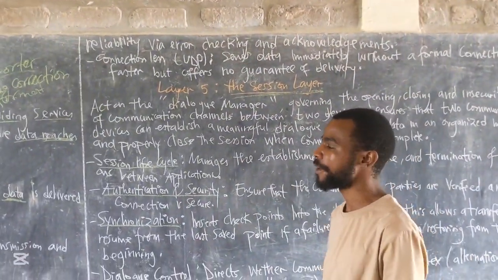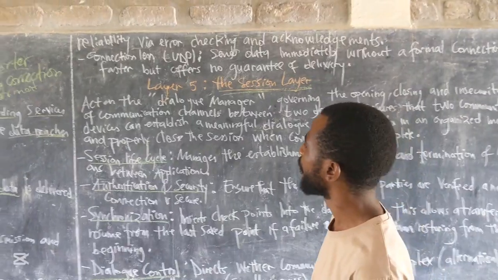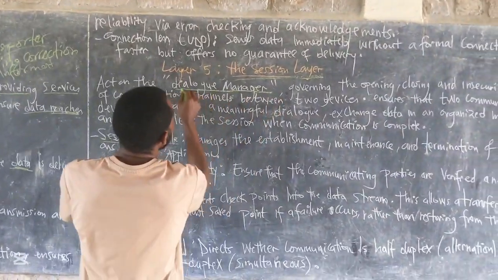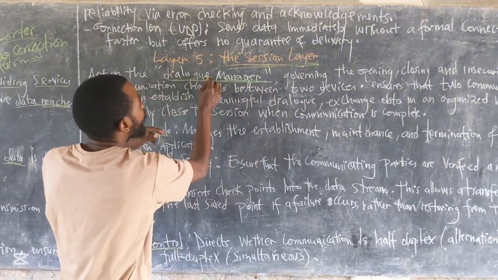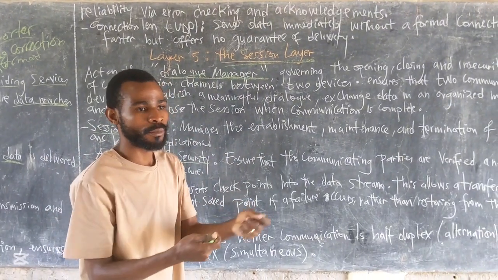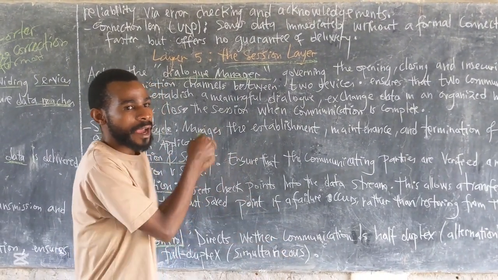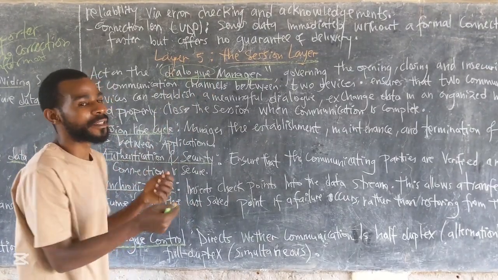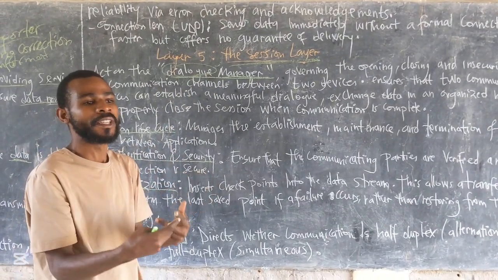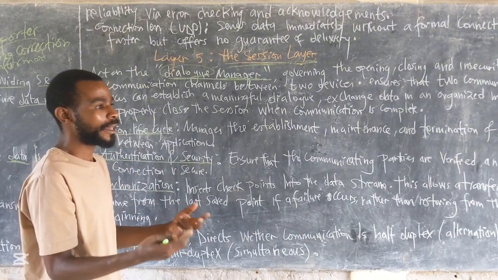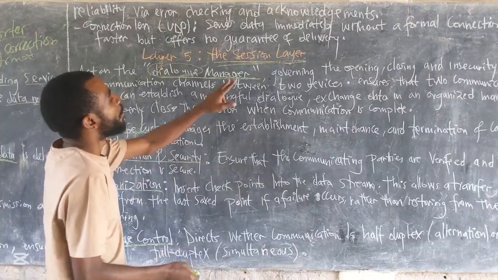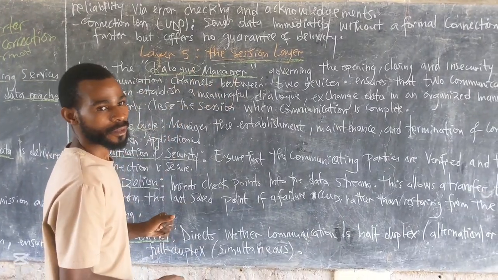We start with layer number 5 in the OSI model. This session layer acts as a dialogue manager. Dialogue is a conversation between two people. Now we are in networking. When we are talking about networking, it means there are two devices communicating. So the dialogue manager is the manager of communication.